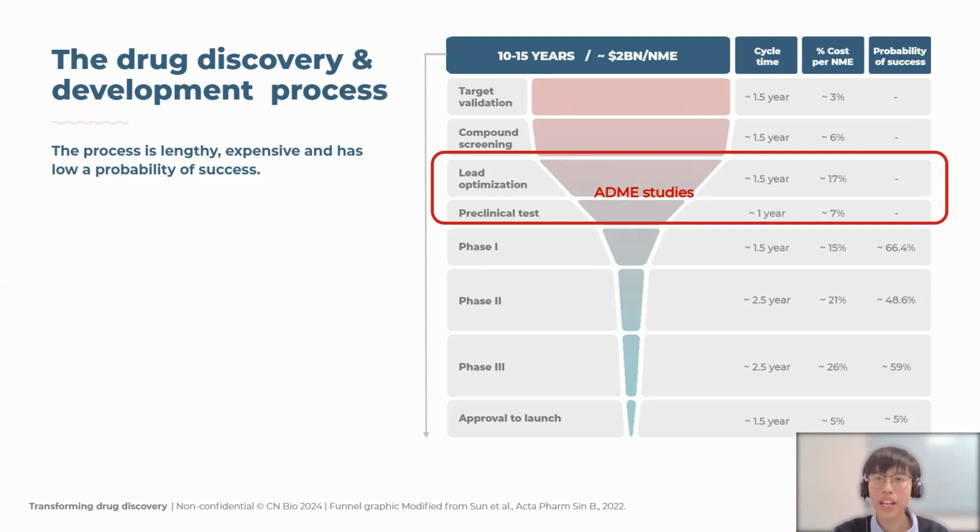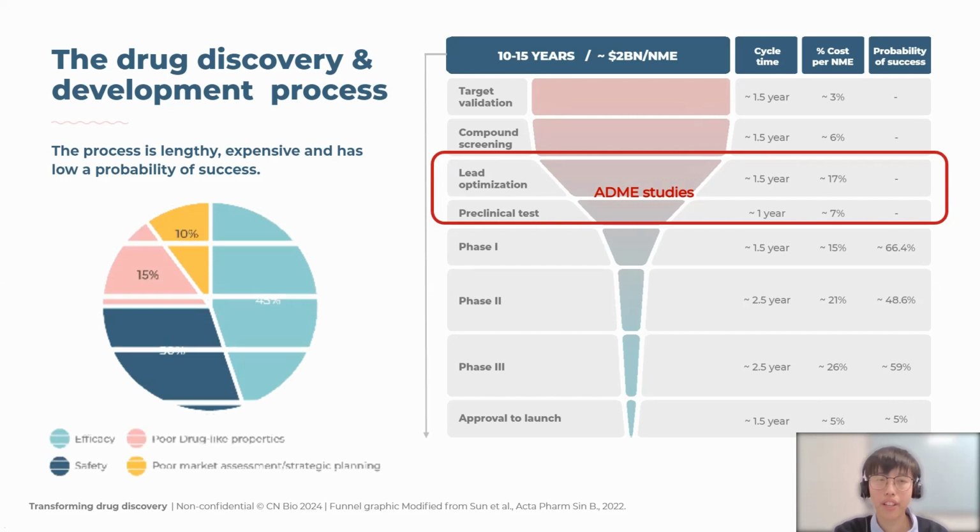Unfortunately, only 10% of the total drugs developed can actually be released into the market, for various reasons. Reasons for drug failures include poor drug efficacy, followed by safety issues that have not been picked up in the preclinical testing. Other factors can also include poor drug-like properties and also market assessments.